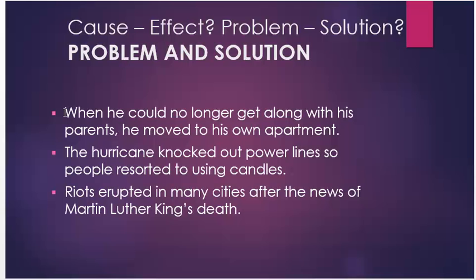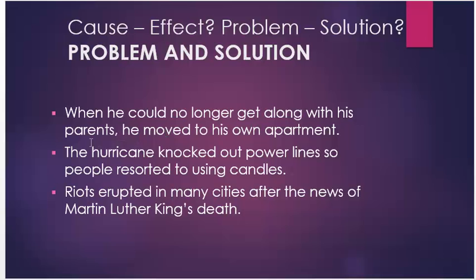When we look at the first sentence, we see that there is a statement: when he could no longer get along with his parents, he moved to his own apartment. I think you can make an argument that this could be cause and effect or problem and solution, but let's take a look at the problem and solution aspect. What is the problem in this sentence? Well, he can't get along with his parents. Solution? He moved to his own apartment. But again, you could say that the cause was that he no longer got along with his parents, and the effect was he moved to his own apartment. I think you could go either way.